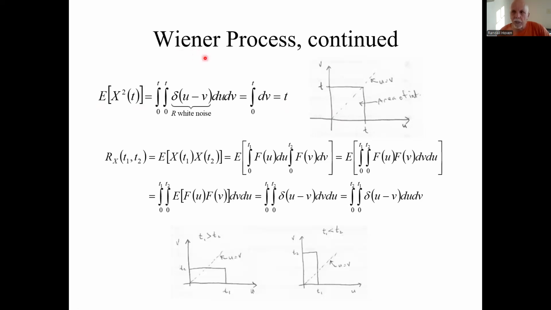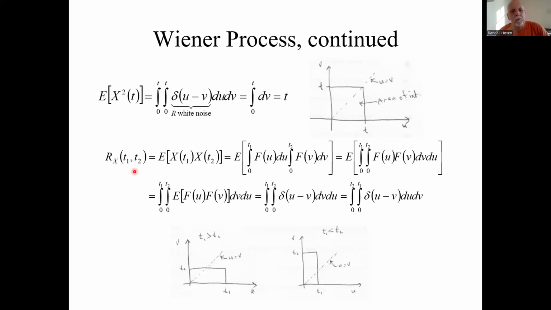I actually shouldn't have called it a Wiener process yet. Right now, it's just integrated white noise. Spoiler alert, it's a Wiener process if the white noise is also Gaussian, because a linear operation maintains Gaussianness.